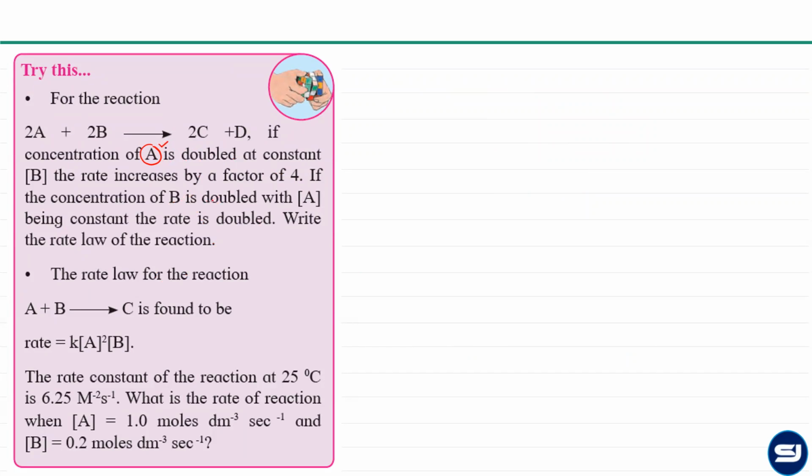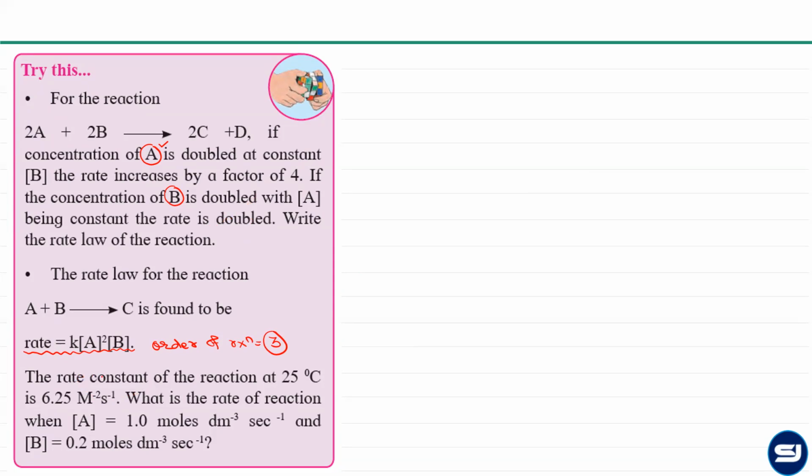If the concentration of B is doubled with A being constant, the rate is doubled. Now when B is doubled, the rate also doubles, which means the order with respect to B is 1, directly proportional. So the rate law for this reaction is K times A raised to 2 and B raised to 1, the total order of the reaction being equal to 3. Third order reaction. To write the rate law, this was the first part.